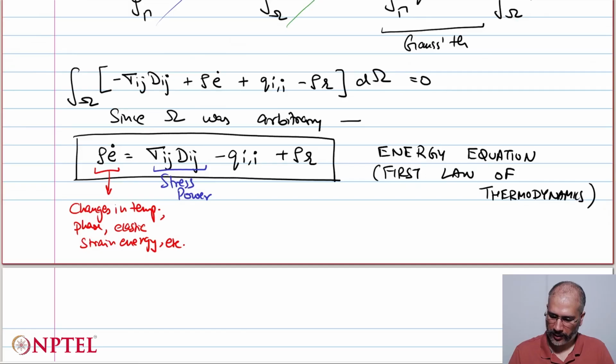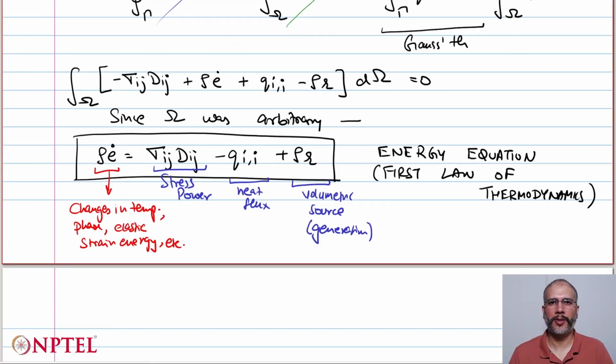And this second term on the right hand side is the heat flux. And the last term, as we discussed, is the volumetric source, which can include the generation terms such as due to resistance heating in electrical power. So basically what we are saying is that if you perform a stress work, that will result in the increase of internal energy of the body. For example, the increase in temperature.